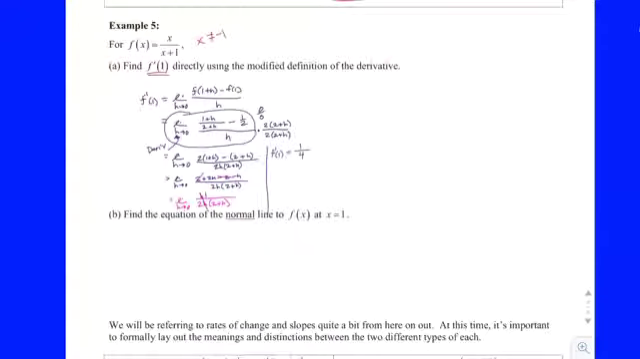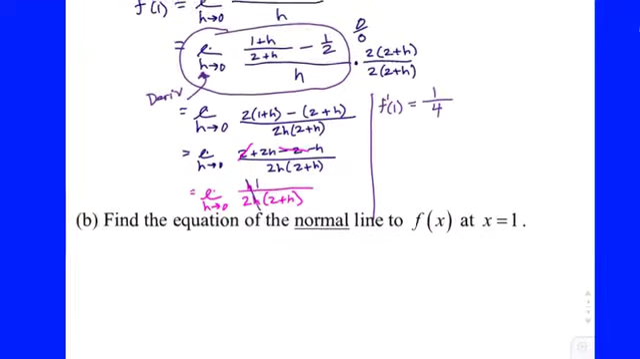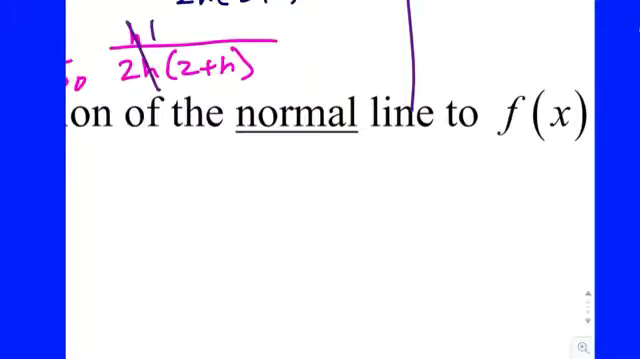Now let's do this. It says find the equation of the normal line. So we're kind of throwing in other stuff here. We need to know what the normal line is before we can write its equation. Anybody know what the normal line is? I know some of y'all know what the normal line is. What is it?